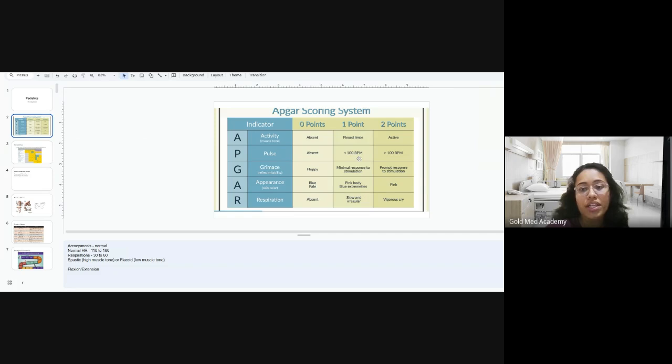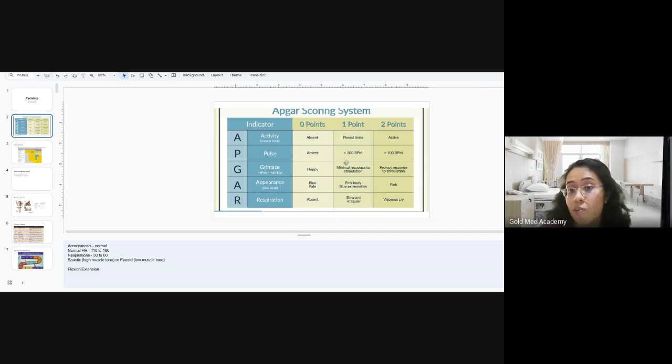So it's just knowing that the body is pink, so the central area of your body is receiving good oxygenation. The extremities are blue. Okay, there's a little bit more of a poor circulation down in that area. And 2 points if they're overall pink. Usually if they're blue and pale, as in 0 points, that would be considered more central cyanosis, which is concerning. Respirations absent is obviously concerning if they're not breathing. Slow and irregular.